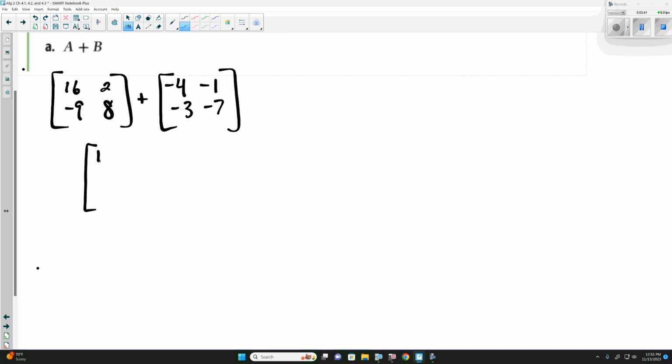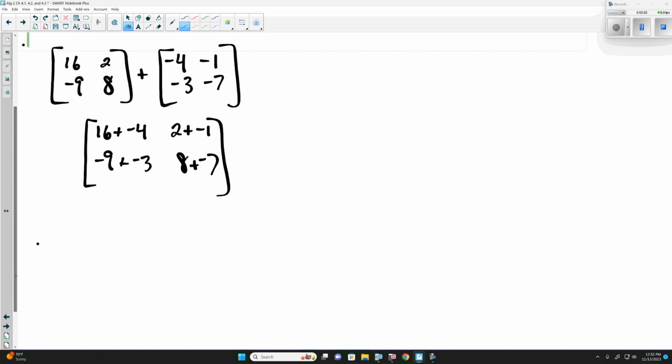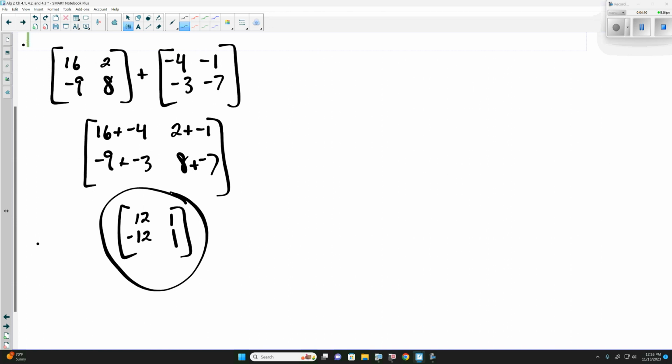So we can say 16 plus -4, 2 plus -1, -9 plus -3, and 8 plus -7. And then we simplify, we just add them together. 16 plus -4 is 12. 2 plus -1 is 1. -3 plus -9 is -12. And 8 plus -7 is 1. And that's it. Questions on this here?